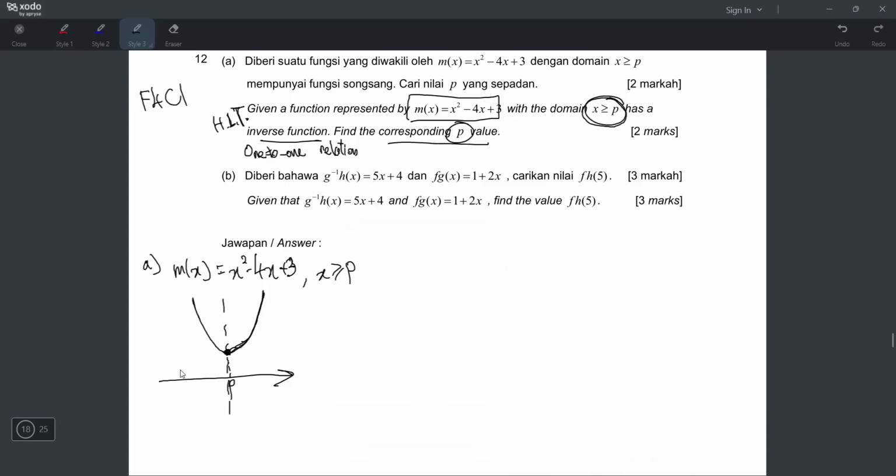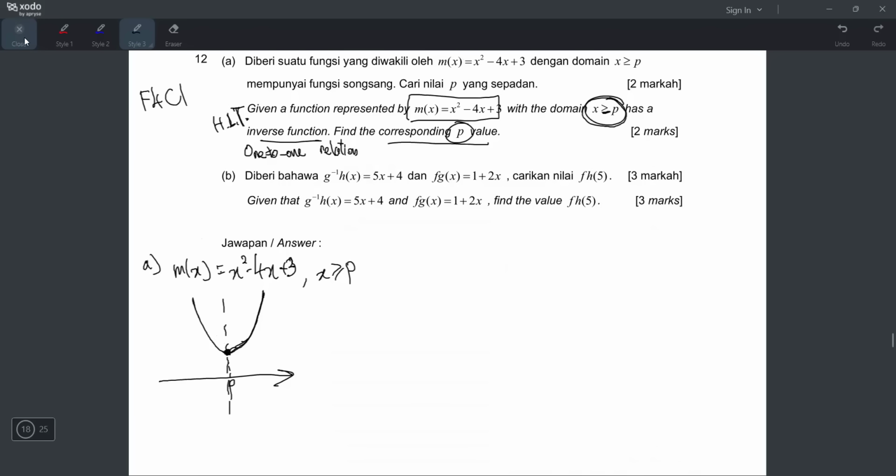Macam tu. And also they want bigger. So bigger means you have to tengok ke kanan. If it's smaller, I think also the same, because you will erase this part, so you also need to find the same thing. So P is definitely what, because they say bigger or equals, so it definitely has to be this point right here.